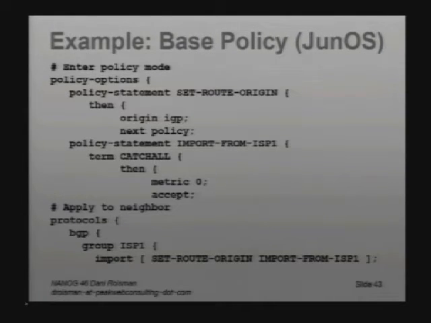In Junos, you're going to write a policy. Within that policy, you're going to have a route-origin policy, which simply sets origin to IGP. You're going to have an import-from-ISP policy, which, again, has no from statement, so it's going to catch all routes. Going to reset the metric to 0 and accept all routes. Apply it to the neighbor. In this case, we're applying these two policies in sequence to the neighbor. One just resets the origin and goes on to the next policy, and the next one, of course, does our catch-all statements.